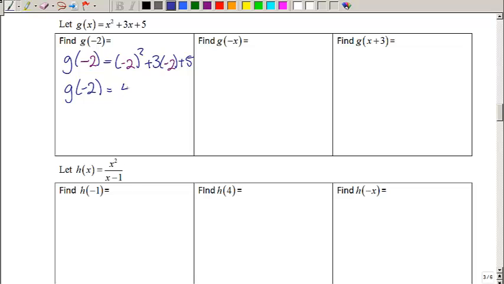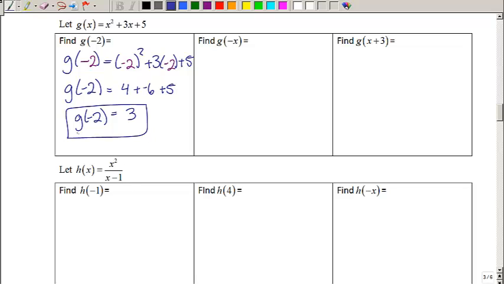Negative 2 squared is 4 plus 3 times negative 2 is negative 6 plus 5. Getting negative 2 plus 5, or 3. Therefore, g of negative 2 is equal to 3.